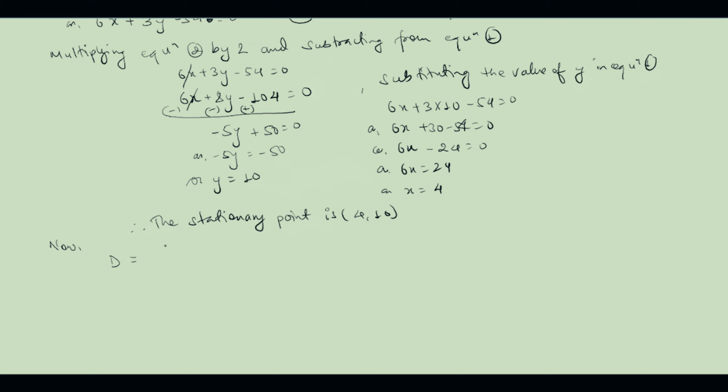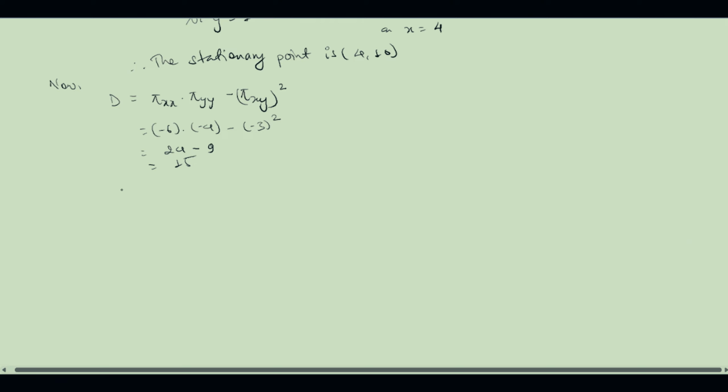Now we need to find D equals to pi xx times pi yy minus pi xy whole square. The value of pi xx, you can see over there, its value is minus 6, times pi yy, this value is minus 4, the partial derivative of y in terms of y, minus pi xy, which is minus 3, whole square. It is 24 minus 9, it is 15. Here you can write that D is greater than 0, and pi xx its value is minus 6, that is smaller than 0. Pi yy its value is minus 4, is less than 0.